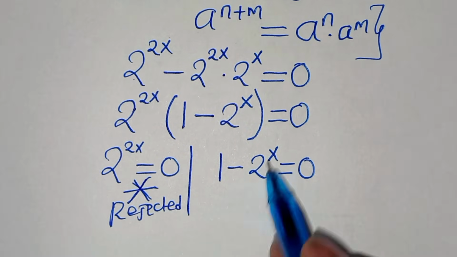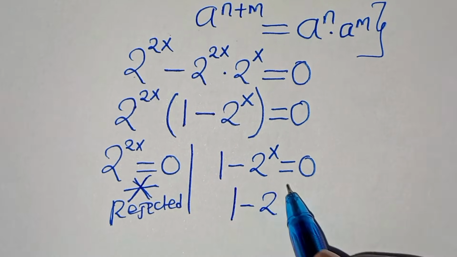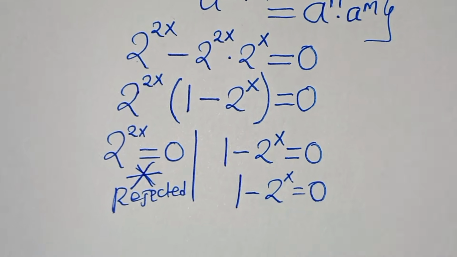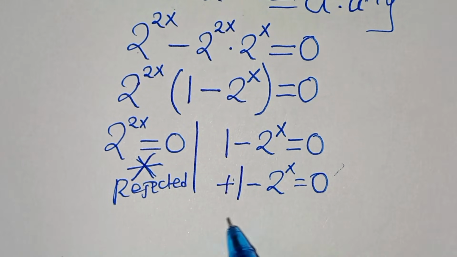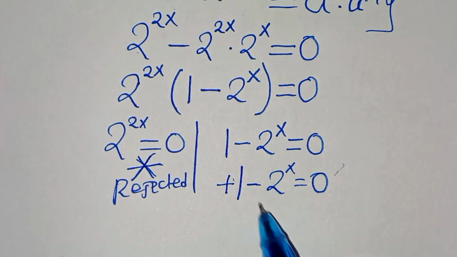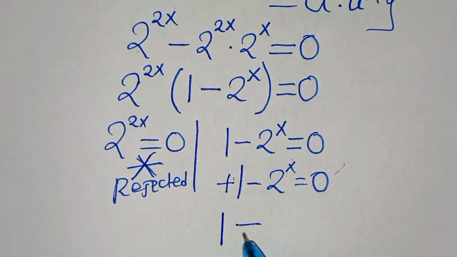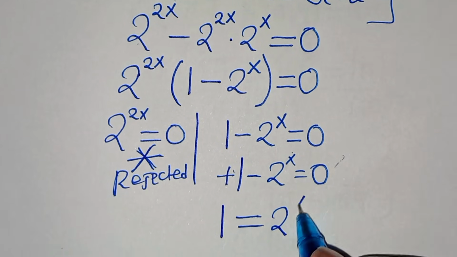So here we have 1 minus 2 to the power of x. This is equal to 0. Now, let's take plus 1 on the right hand side. So we have, we can take minus 2 to the power of x on the right hand side. So that we have 1 is equal to 2 to the power of x.